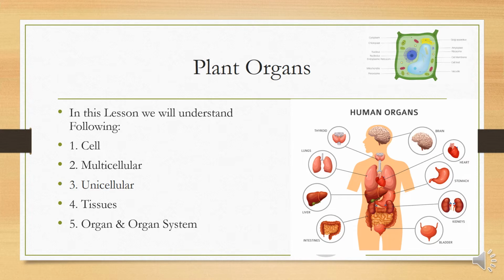Dear students, as you see the diagram, this is a human diagram which consists of many organs like heart, lungs, liver, intestine, stomach, brain, etc.